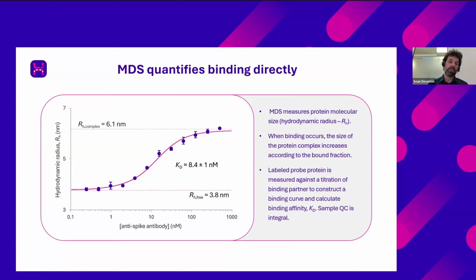So perhaps we can detect whether that antigen has changed in size since we last measured it, since we produced it perhaps a few months ago and it's been stored in the freezer. Maybe it's aggregated and gotten larger or been degraded and gotten smaller.